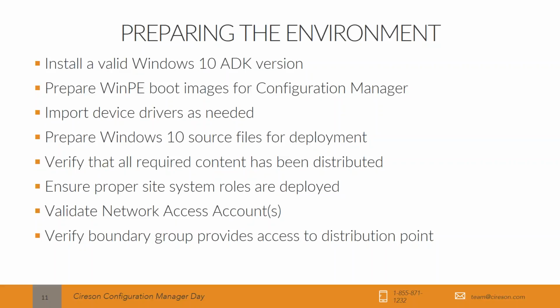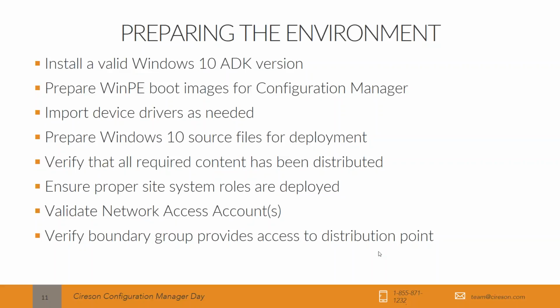And then verify your boundary group provides access to distribution points. Since you're going to be in a bare metal scenario, WinPE, you may be using DHCP, so you just need to make sure that your boot image, when it's running, will have access to the distribution point, not only with an account, but also being able to access it through your boundary group access.